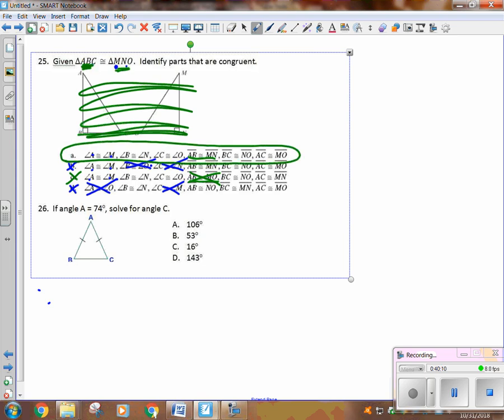Remember, if you have a congruent triangle, there are 3 angles that are all equal, and there are also 3 sides that are equal. You don't even have to have a picture. You can just do it from the statement.